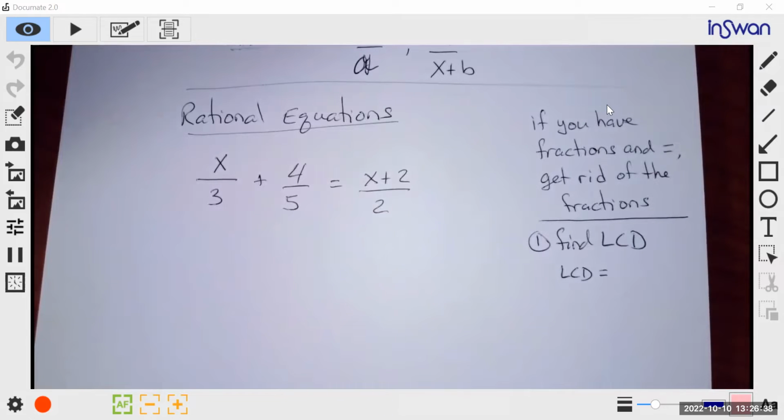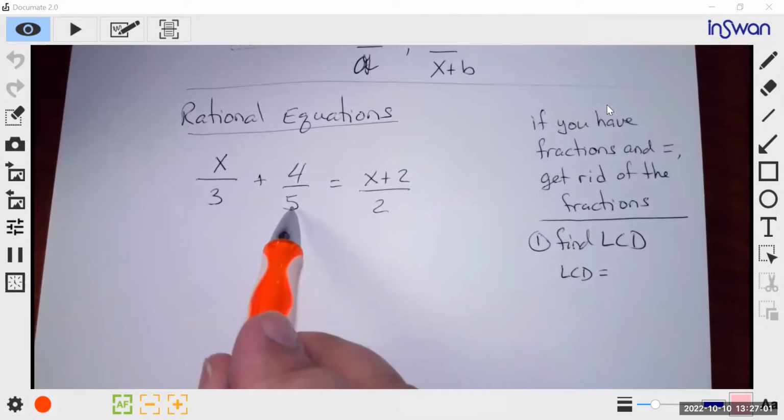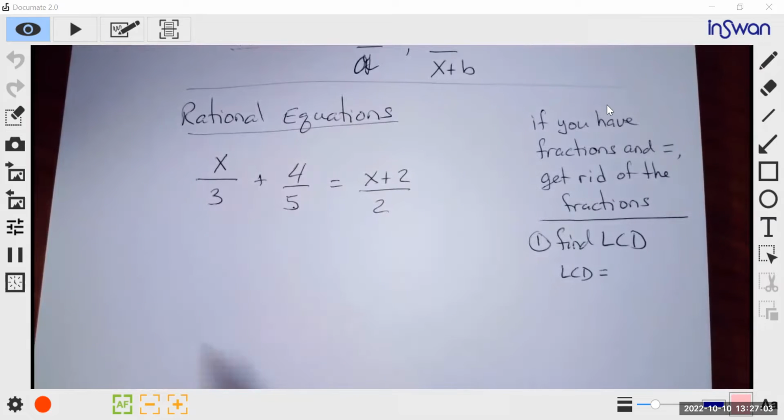5 times what equals 1? The least common denominator is, what's the smallest number they all fit into? Not the least common multiple, the least common denominator. What's the smallest number that 3, 2, and 5 fit into? Well, multiply them. 3 times 5 times 2. Worst case scenario, if you don't know, just multiply them all. Because if you multiplied them, it has to be divisible by it.